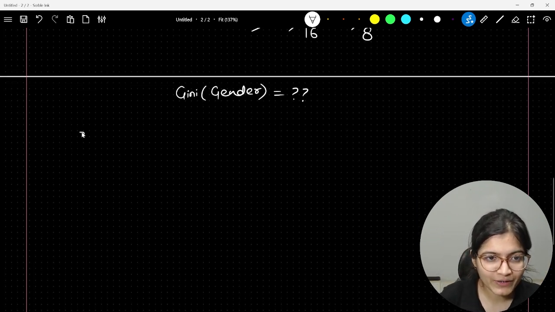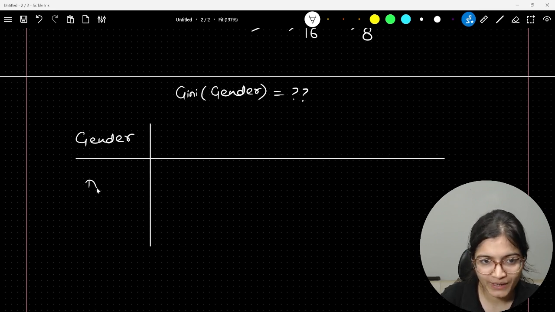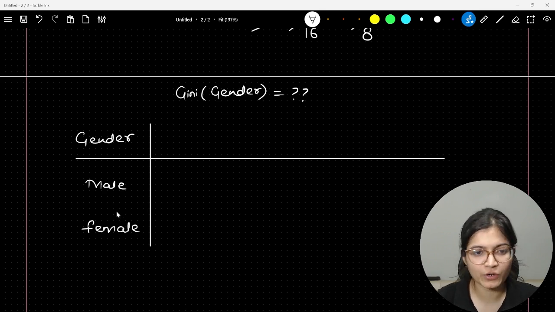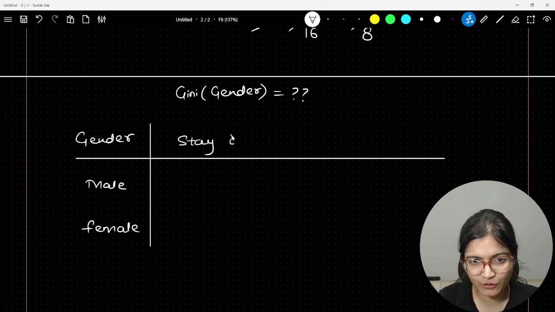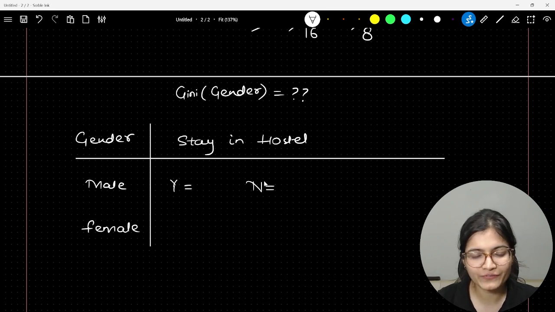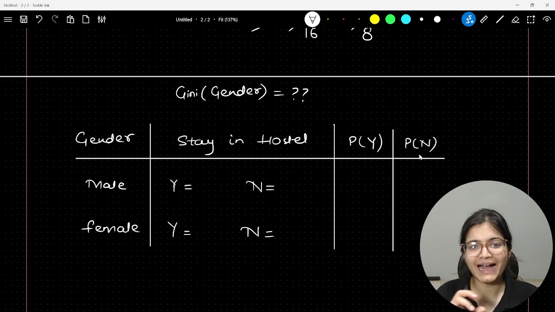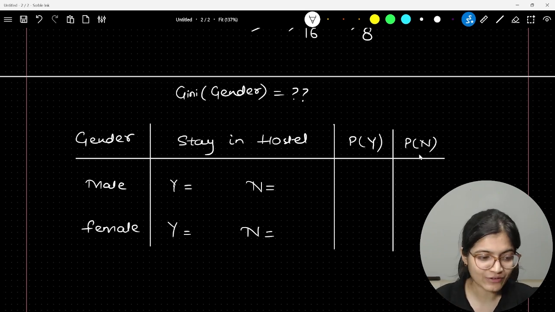When we are talking about gender, we have two separate entities: one can be male, another could be female. Again, we will check the parameter of stay in hostel, and check that when the gender is male, how many people are saying yes, and how many are saying no. We will determine the same for female, so that we can evaluate the probability of yes plus the probability of no. We have to fill this table entirely. Let's see that.